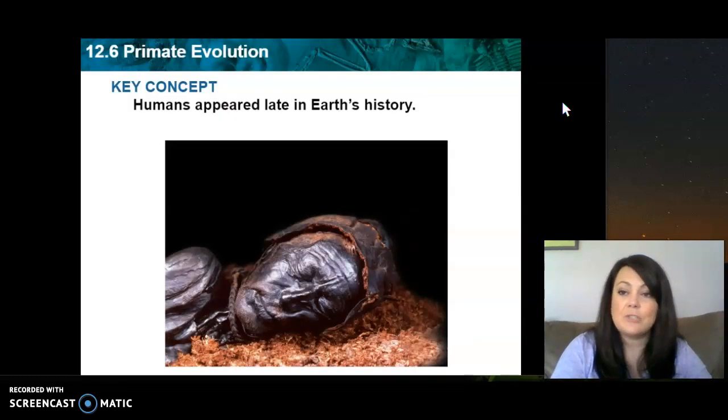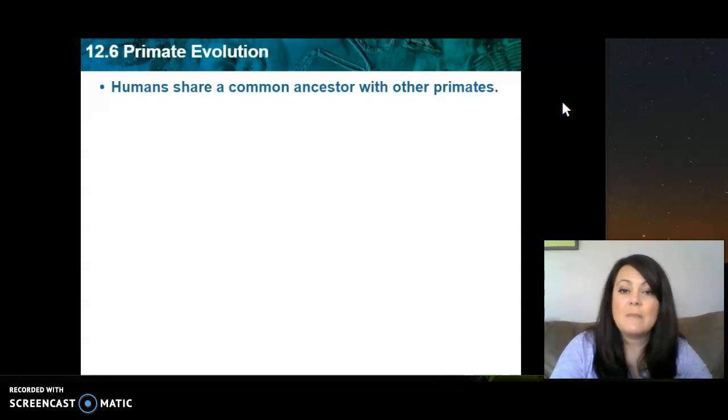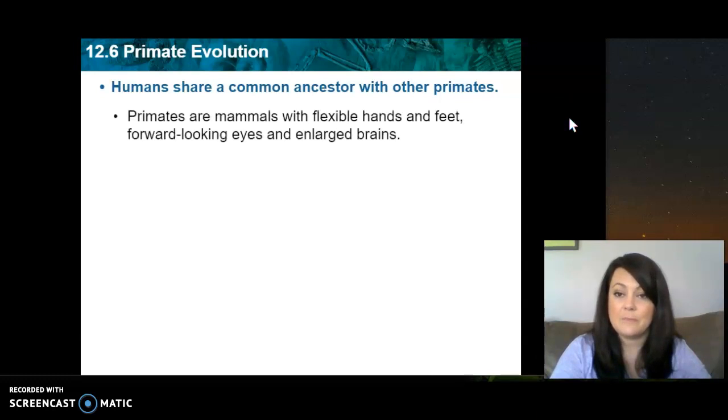12.6 Primate evolution. Key concept: humans appeared late in Earth's history. Humans share a common ancestor with other primates. Remember, we talked about common ancestors, much like you and your cousins share a grandparent. Doesn't mean that you came from them or they came from you.